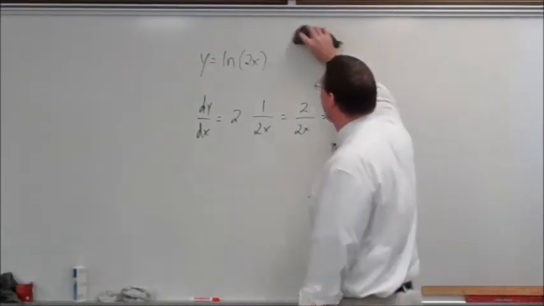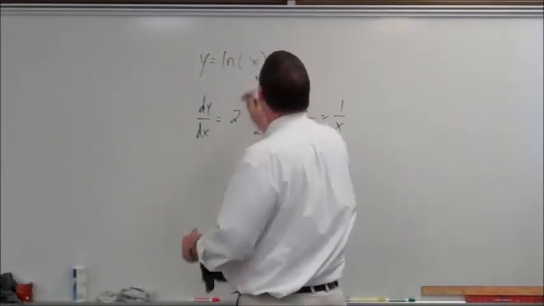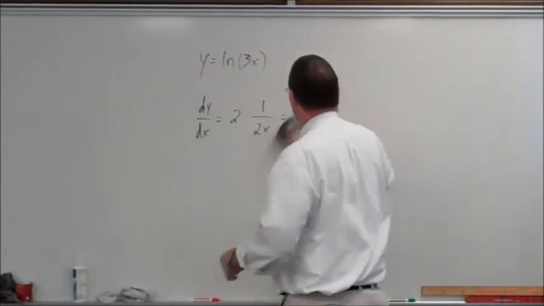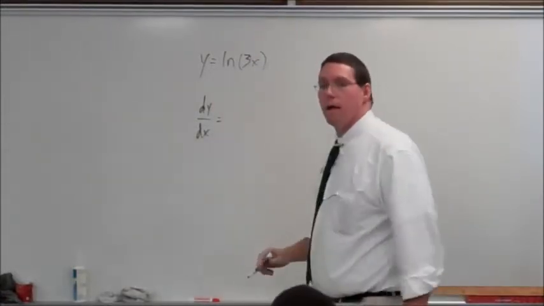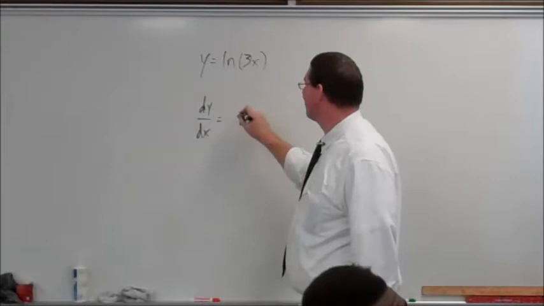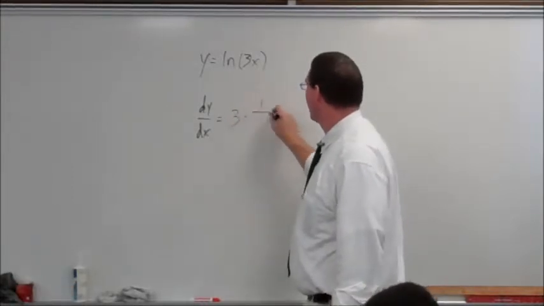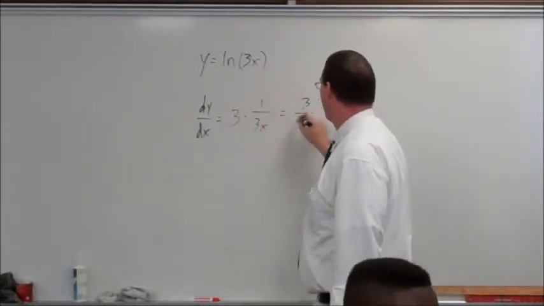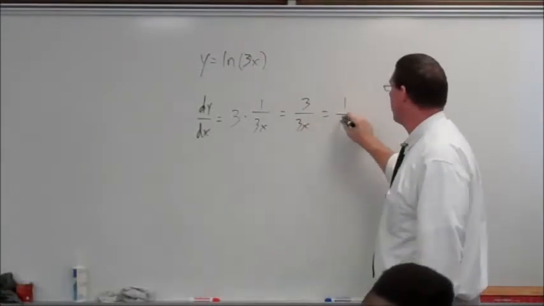Okay. All right. So now let's try, we're going to change this up a little bit. Natural log of 3x. It's still going to be 1 over 3x times 3, which equals 3 over 3x, which equals 1 over x.